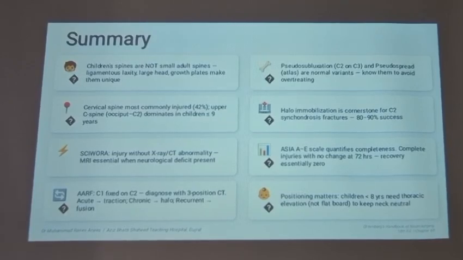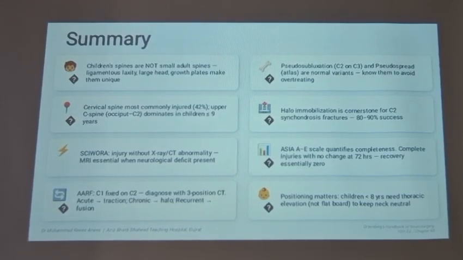AARF, C1 fixed on C2, is diagnosed with 3-position CT. Always remember: in the acute phase we go for traction, in the chronic phase we go for halo, and recurrent cases we have to fix. Then pseudosubluxation of C2 and C3 and pseudospread of the atlas are normal variants. Know them to avoid being untreated or overtreated. Halo immobilization is a cornerstone for C2 synchondrosis fractures, with an 80 to 90% success rate.